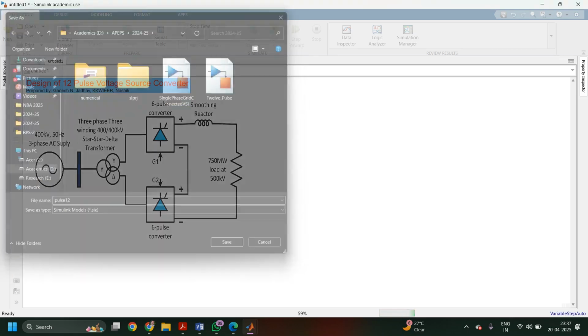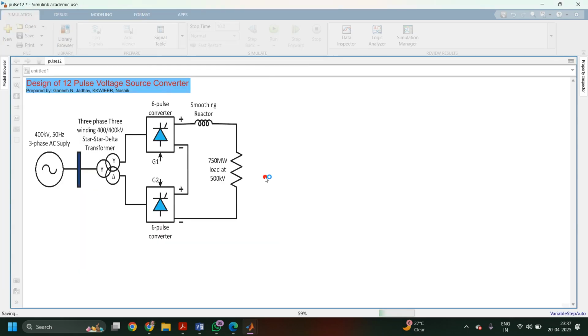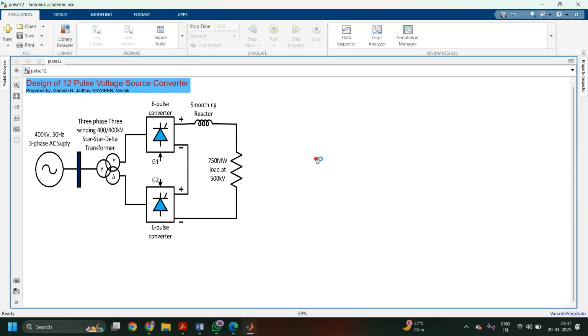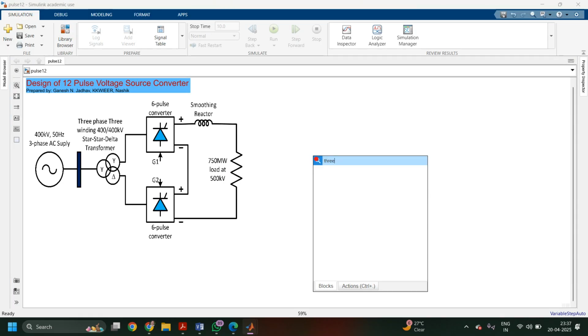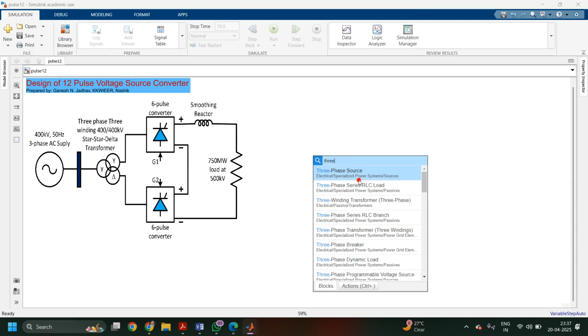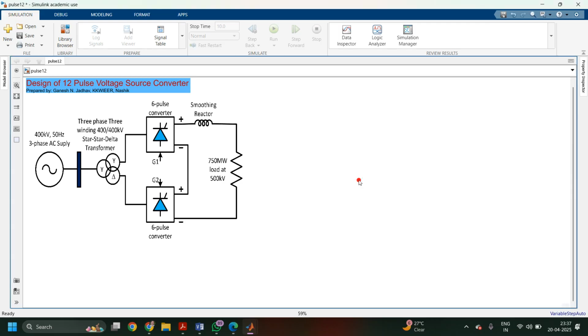Now let us prepare this circuit in the MATLAB. So first we need a three-phase AC voltage source. Okay, so double click. Wait, it is saving. Okay, double click. Now we want three-phase AC source. In this three-phase AC source, what we have to do?